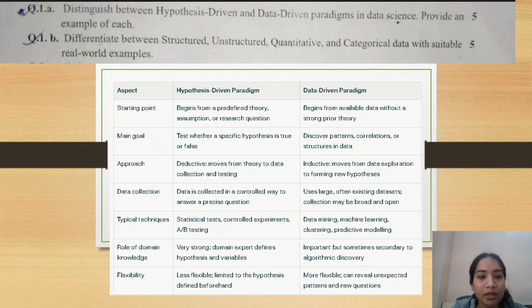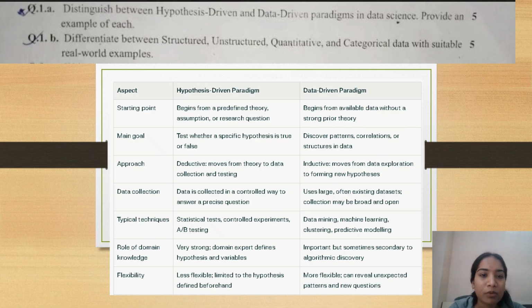So examples are testing whether online classes improve student performance, checking if exercise reduces blood pressure, and so on. All the aspects are given for the hypothesis driven paradigm and data driven paradigm: starting point, main goal, approach, data collection, typical techniques, role of domain knowledge, and flexibility.